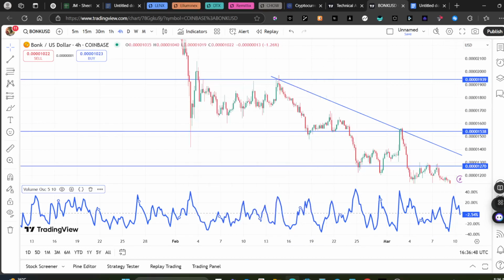And there you have it, the volume oscillator day trading strategy. This tool is perfect for traders who want to enhance their market timing and confirm momentum shifts before placing trades.